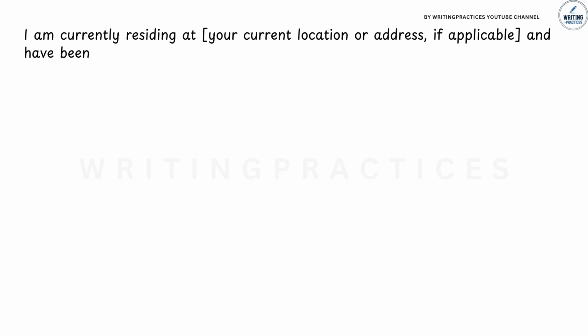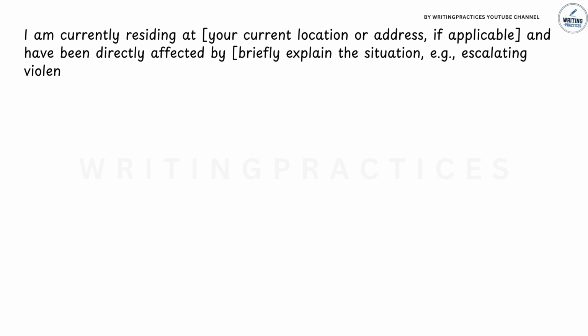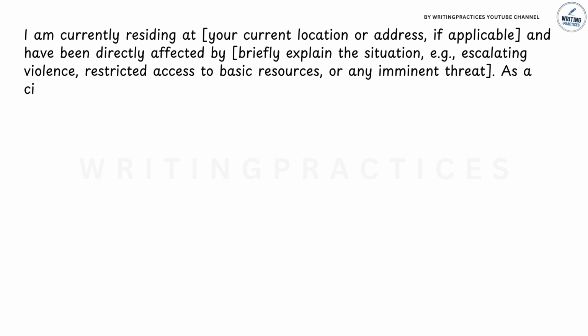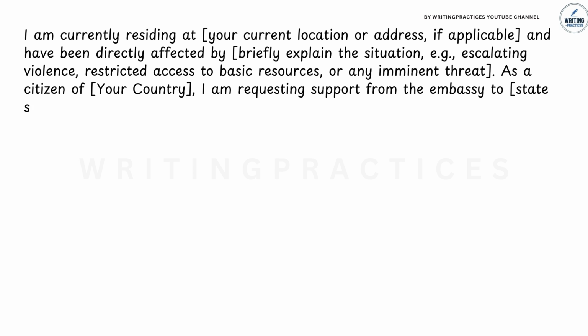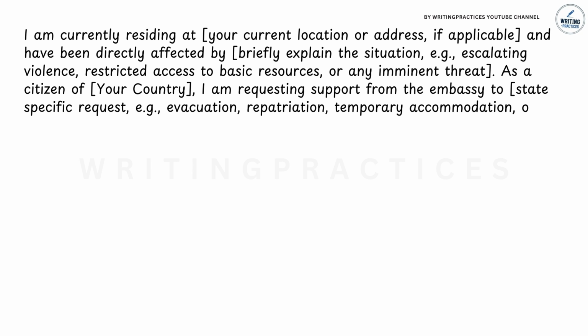Details of your situation. The next section provides more details about your circumstances. For instance, I am currently residing at 567 Main Street, Gaza City, and have been directly affected by the escalating violence and restricted access to basic resources. As a citizen of the United States, I am requesting support from the embassy to facilitate evacuation and temporary accommodation until the situation stabilizes. Here, you explain your current location, the challenges you are facing, and the specific assistance you are seeking. Be as detailed as possible without overwhelming the reader, focusing on information that directly supports your request.